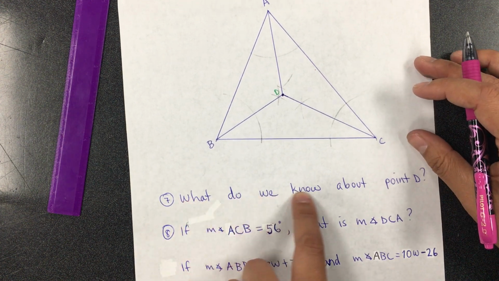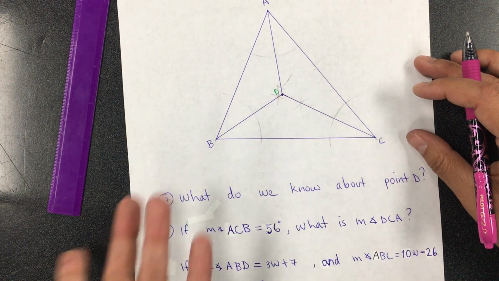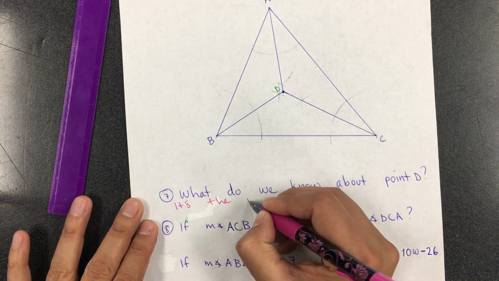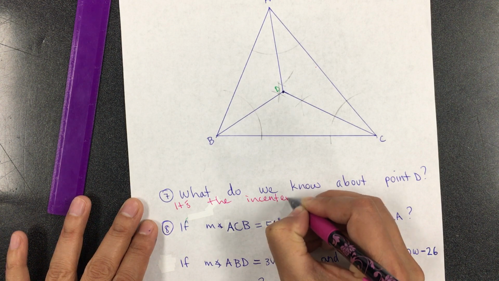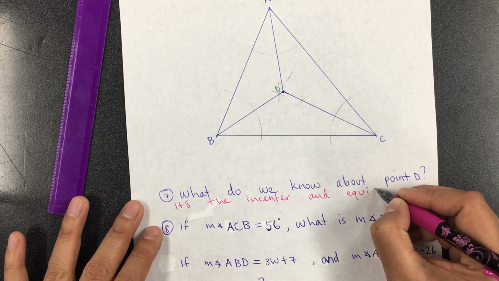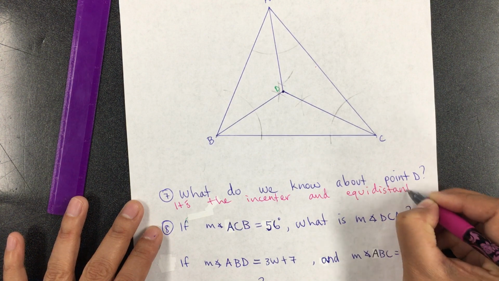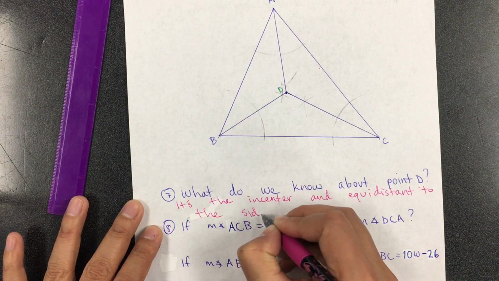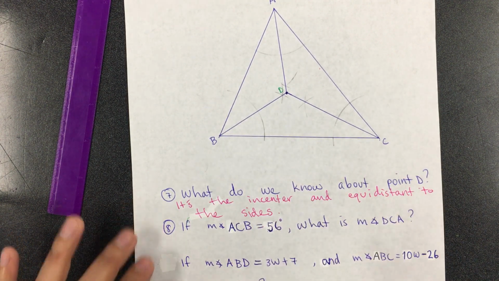So it says, what do we know about point D? It's the in-center and equidistant to the sides. And when we say to the sides, it means to the sides of the triangle.